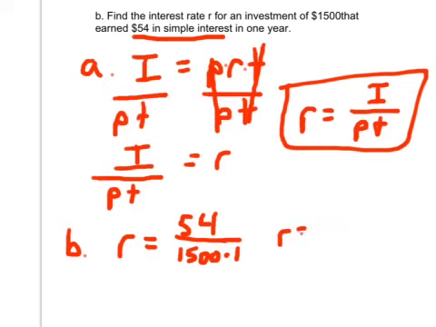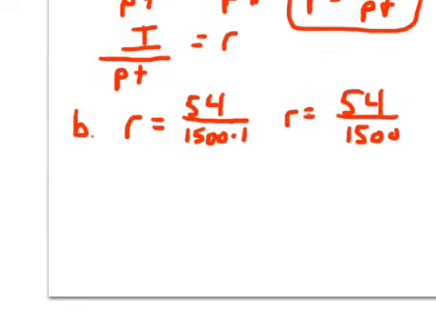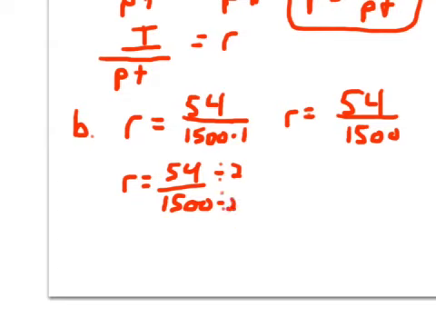Well, R equals 54. And then 1,500 times 1 is 1,500. Okay? Now we need to simplify this. You can tell this one might be kind of frustrating a little bit. Well, let's attempt it anyway. I at least know that 2 goes into the top and the bottom. Let's go ahead and rewrite this here. I know 2 goes into the top and the bottom. So we get 27. And 1,500 divided by 2 is 750.